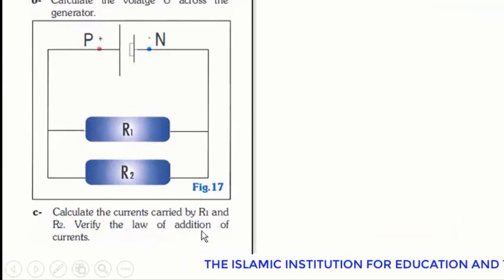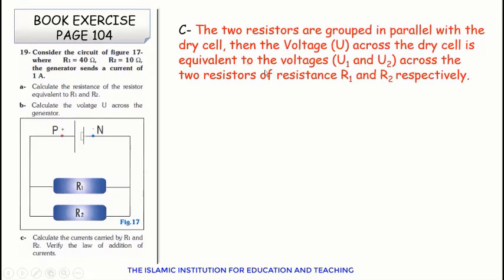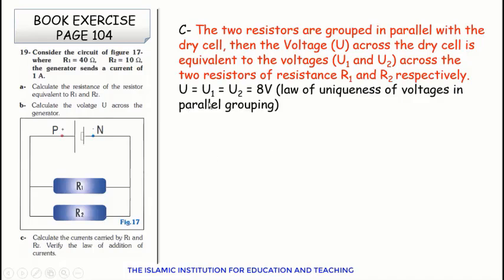Now part C. Calculate the currents carried by R1 and R2. Verify the law of addition of currents. The two resistors are grouped in parallel with the dry cell, and the voltage U across the dry cell is equivalent to the voltages U1 and U2 across R1 and R2. Then U equals U1 equals U2 equals 8 volts. This is the law of uniqueness of voltages in parallel grouping.